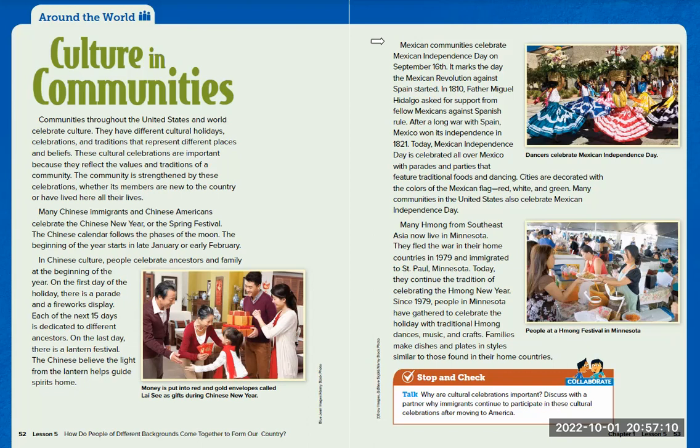Today, Mexican Independence Day is celebrated all over Mexico with parades and parties that feature traditional foods and dancing. Cities are decorated with the colors of the Mexican flag: red, white, and green. Many communities in the United States also celebrate Mexican Independence Day.